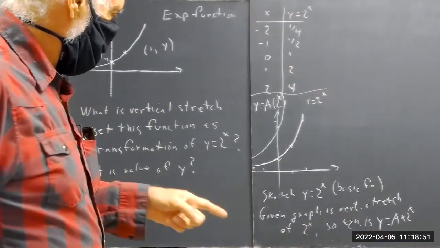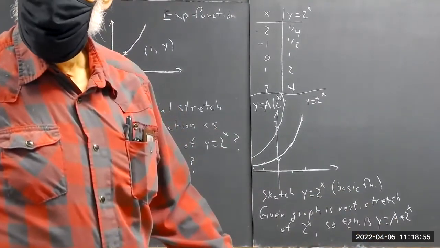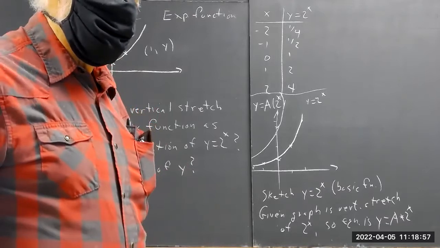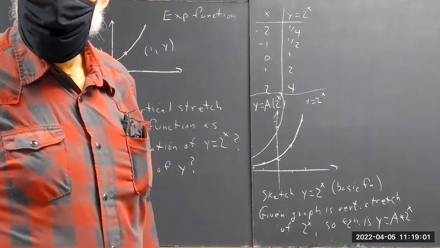The vertical stretch of the basic 2 to the x function, so the equation y equals a times 2 to the x. Okay. Now from this picture, can you tell me what a has to be?